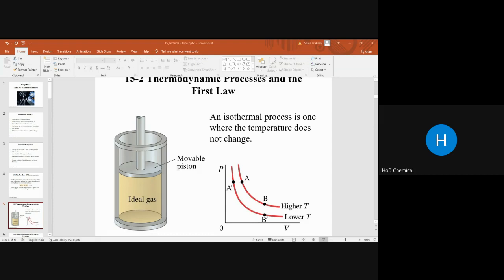Now the isometric process. An isometric process means the volume does not change. You already know about that. The volume does not change, so the work done is zero. W equals zero, P dot delta V equals zero. So the system does not do any work or transfer any values in this system.